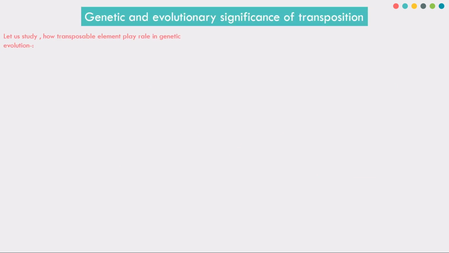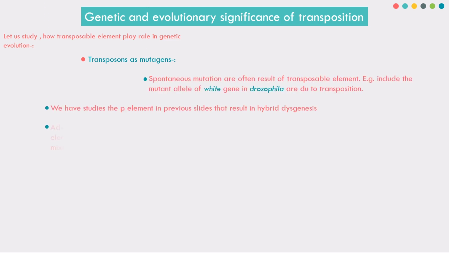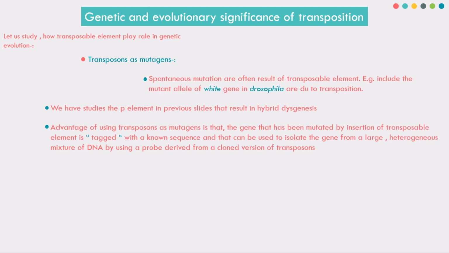Genetic and evolutionary significance of transposition. Let us study how transposable elements play a significant role in genetic evolution. Transposons as mutagens. Spontaneous mutations are often the result of transposable elements. Examples include the mutant alleles of the white gene in Drosophila, which are due to transposition. We studied the P element in the previous slides, which results in hybrid dysgenesis.